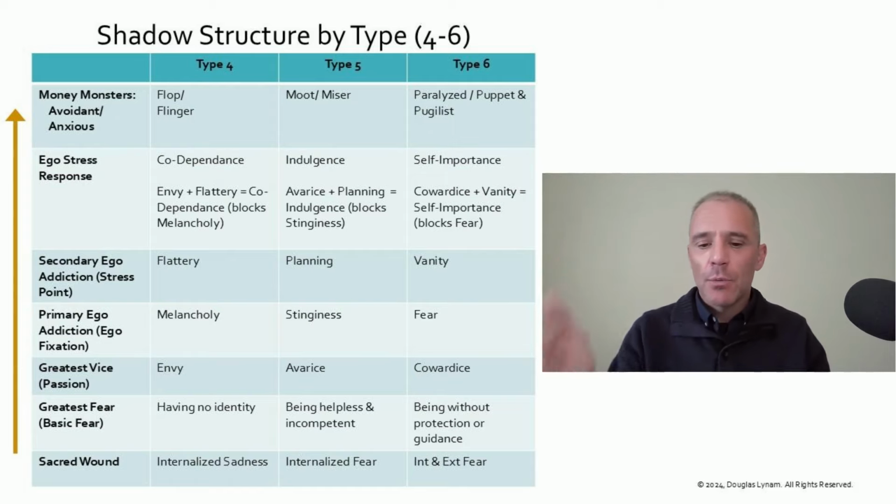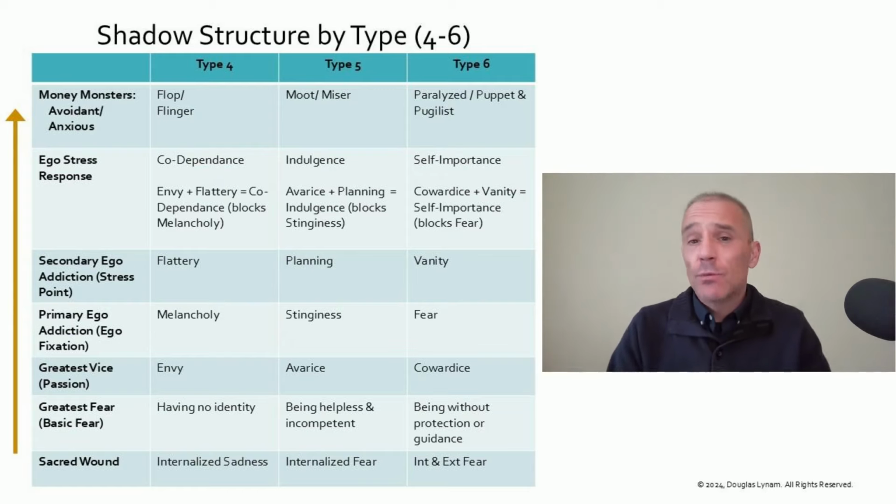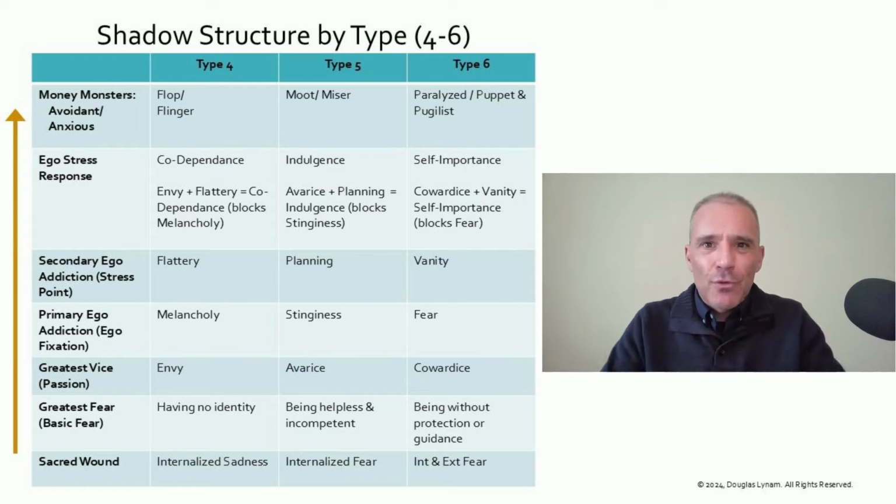Okay, we're getting near the end here. We've got 6 and then one more triad to go. So we've got the type 6. We've got that internalized and externalized fear, and they fear not having protection or guidance. They're looking for security in the world, and that creates their greatest fear of cowardice, meaning they don't trust themselves and they don't really trust others.